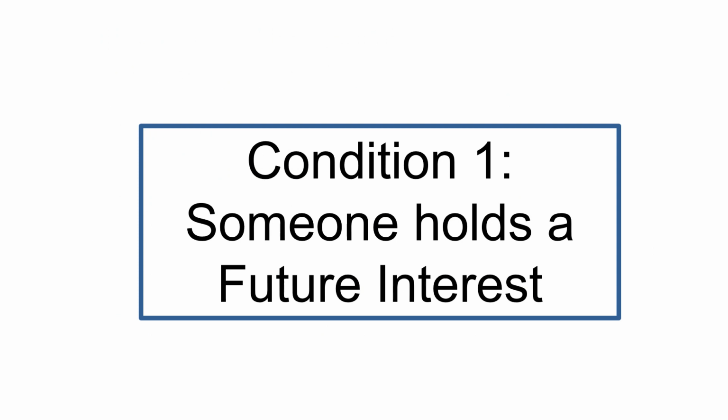The first condition we want to talk about is a situation in which someone holds a future interest in the property. What do we mean by a future interest? We mean that someone will have the right of possession of the land in the future, but has no right of possession at the present time.